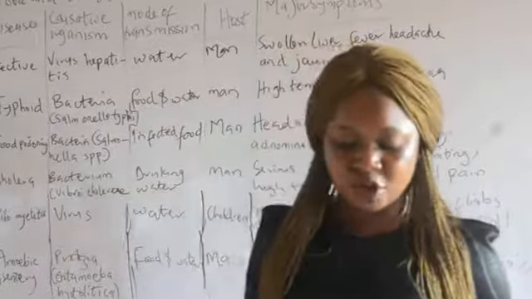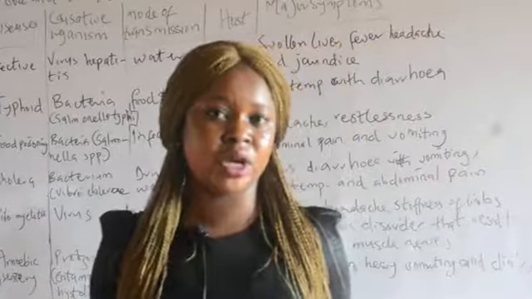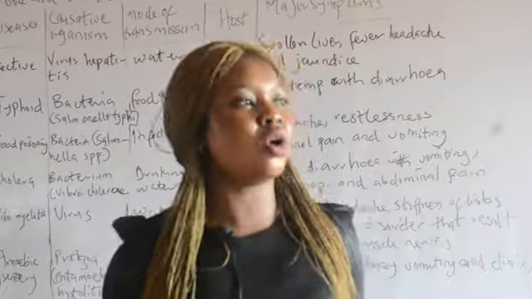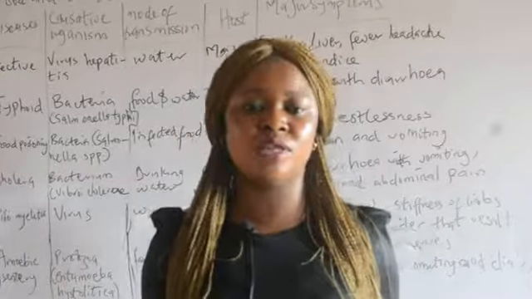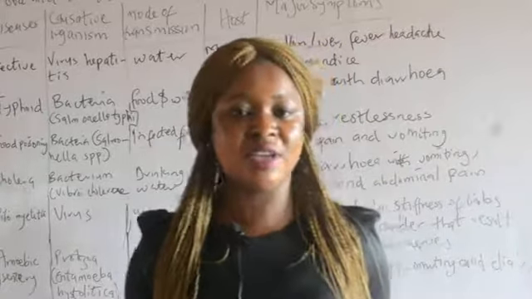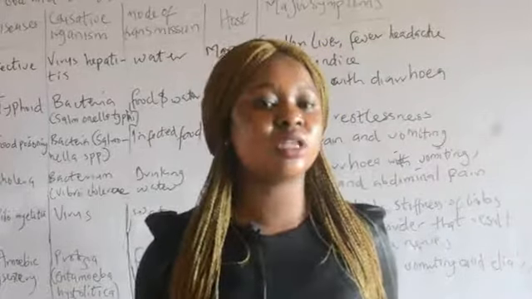The first way of controlling them is through high temperature. Most organisms, almost all, cannot survive in a high temperature region. They cannot survive it. They die. That is why heat is mostly applied.